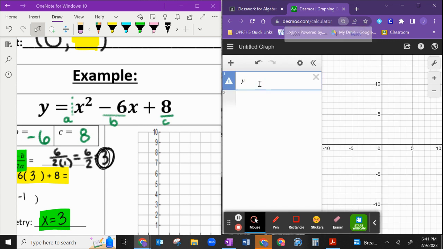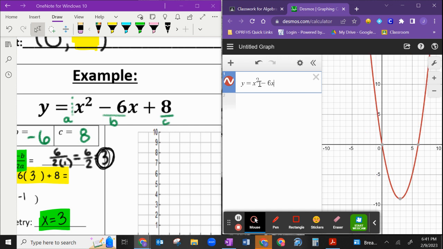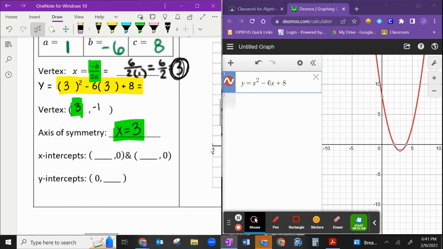There we go. Y equals x squared minus 6x plus 8. So I have that, my graph here. Once you have graphed it, your x-intercepts are where it crosses the x-axis. So these 2 points here are my x-intercepts.